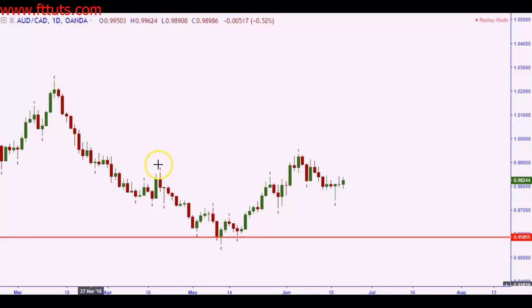So I marked this fractal already, so let's start here now. We go 1, 2, 3, and now 4 needs to break 2 in order to be the continuation. 4 did not break 2 and it broke 3, which then let us know that this was not a continuation move but a reversal move. So it was a 1, 2, 3 reversal.